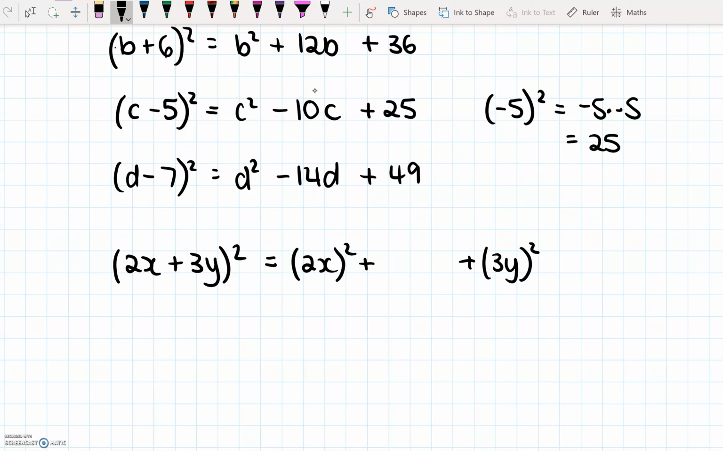Then we have to multiply them together, so 2x times 3y, so 2 times 3 is 6xy, so 6xy, double it becomes 12xy. All right, then we just need to simplify. So 2 squared is 4x squared plus 12xy plus 3 squared is 9y squared. Okay, and that's that.